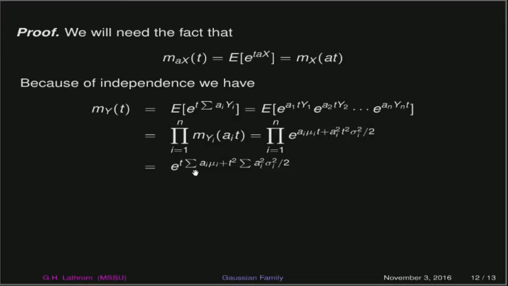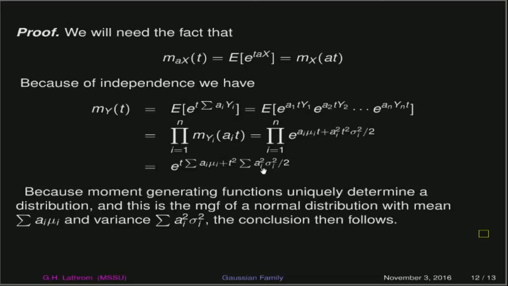Again, using our properties of exponentials, when we have that product, we can make it a sum of the exponents. And so we add all of the exponents together. And now, because our moment generating functions uniquely determine the distribution, so this was one of the big properties that gives us a lot of power in the moment generating functions.